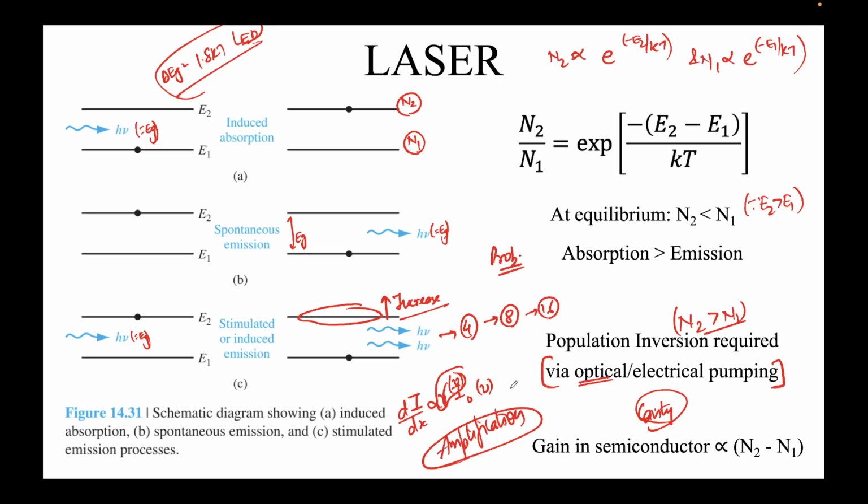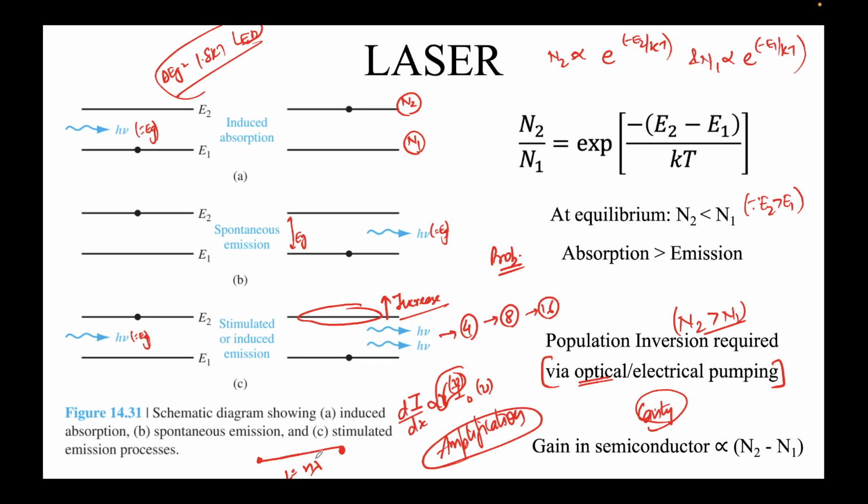So just think like this: these are the two ends. If this length is L, only those wavelengths which are an integral multiple of lambda can survive. The rest will never survive, right? So there are again modes here.